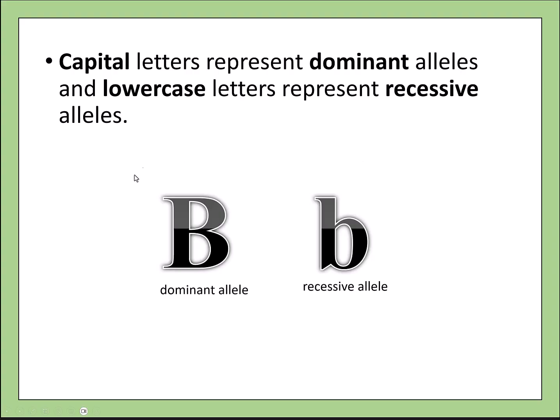Dominant allele being the capital B. We usually name it for whatever trait we're discussing, so this might be a blue trait of some kind. We name that for the dominant allele, find the correct letter for that, and then use the same letter but in a lowercase format to show the recessive allele.